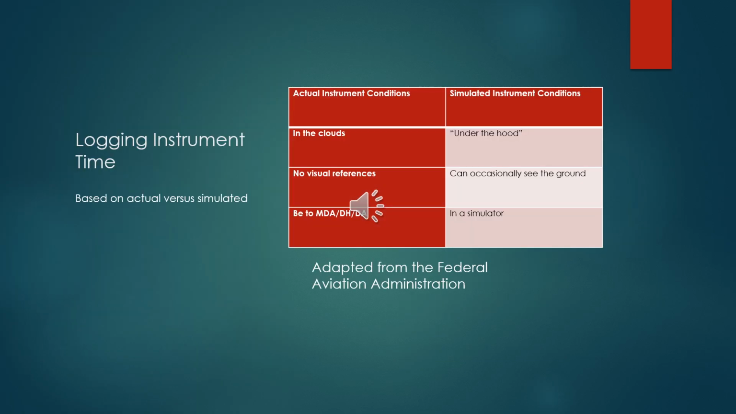So now let's look at logging our instrument time. Now we talked about this a little bit in the previous video. We're going to look at it again. So in actual instrument conditions, you have to be in the clouds, you cannot have visual references, and it has to be to the minimum descent altitude, the decision height, or the decision altitude. One of those three. If you're in simulated instrument conditions, you have to be under the hood, so you've got to be wearing those goggles. You can occasionally see the ground, or alternatively, you can do it in a simulator. This table was adapted from the Federal Aviation Administration.